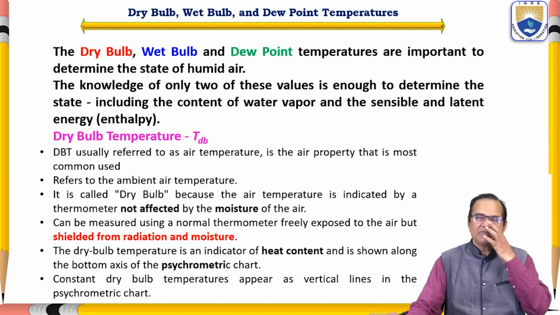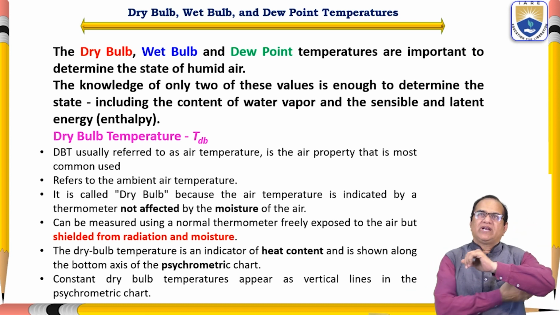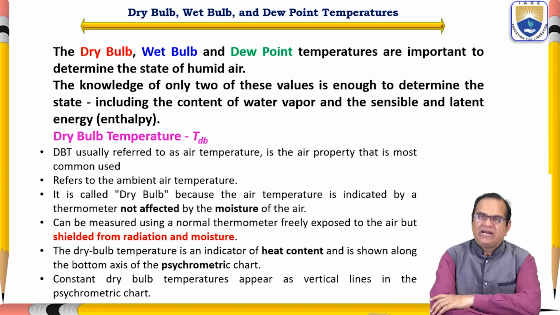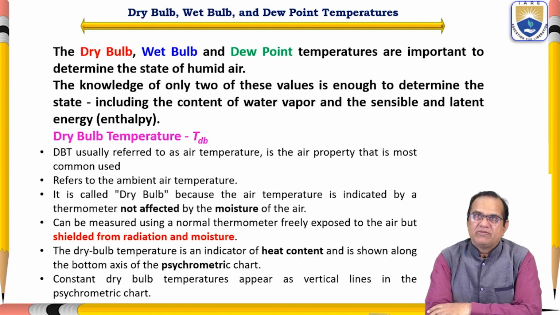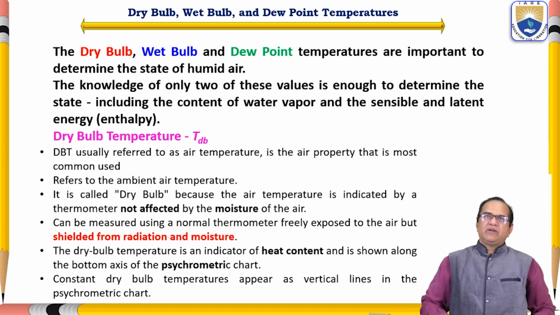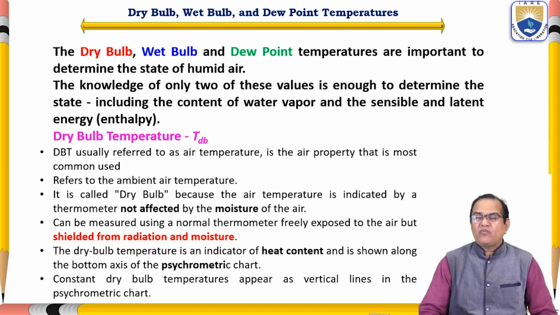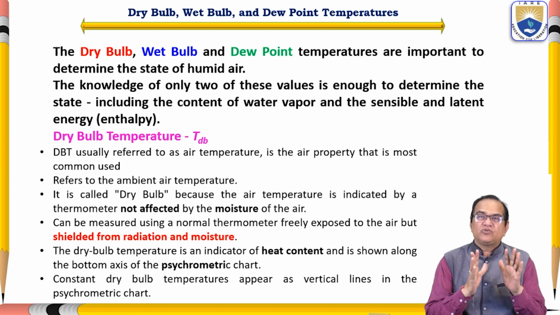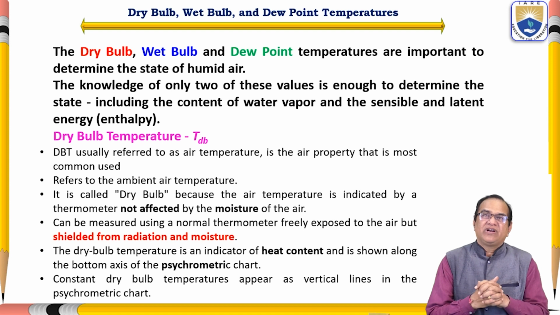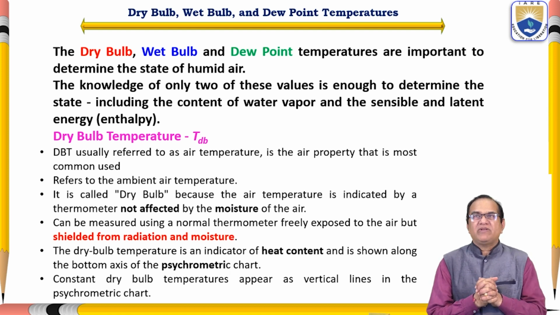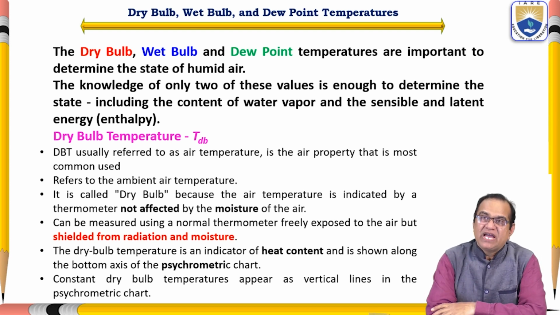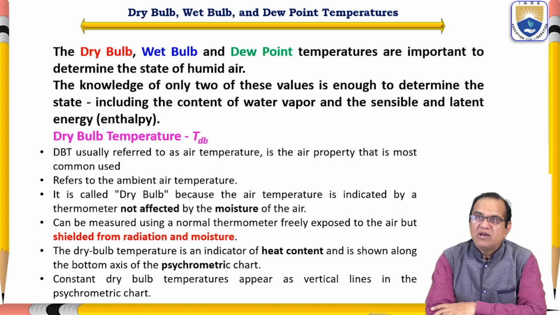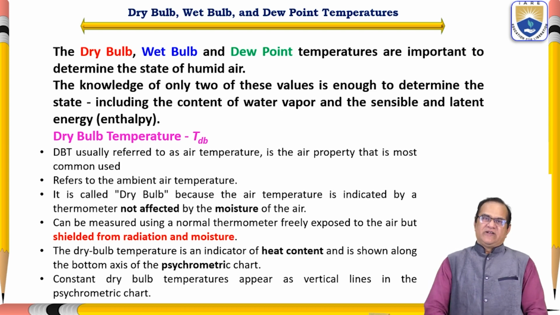So now I will discuss some new terms: the dry bulb, wet bulb and the dew point temperature. We can see here that the dry bulb, wet bulb and the dew point temperatures are important to determine the state of humid air. For refrigeration and air conditioning, we should know all three types of temperatures, and they indicate how much humidity is there and how much is required for each and every person who is occupying this room.